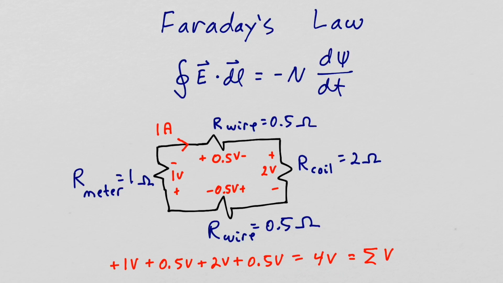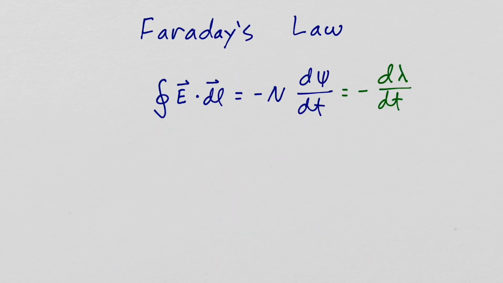Kirchhoff's voltage law is the special case of Faraday's law where there's no change in magnetic flux with respect to time in the circuit. Since n is the number of turns of our coil and is constant, we can move it inside the differentiation so that we have n times psi, which is just the flux linkage lambda. So we see it's actually the change in flux linkage with respect to time that is generating the electromotive force.